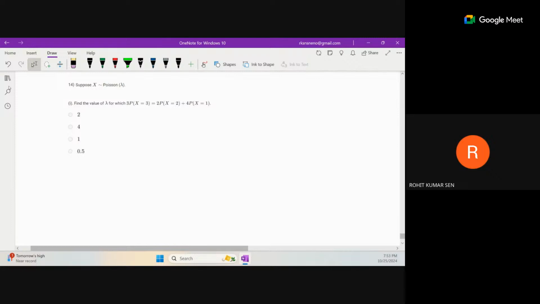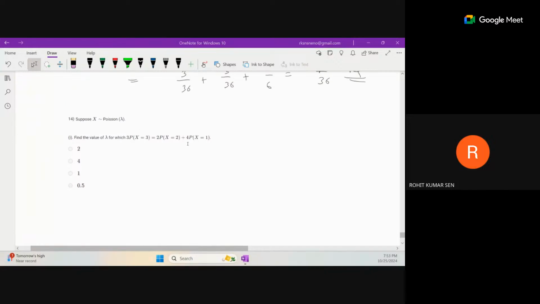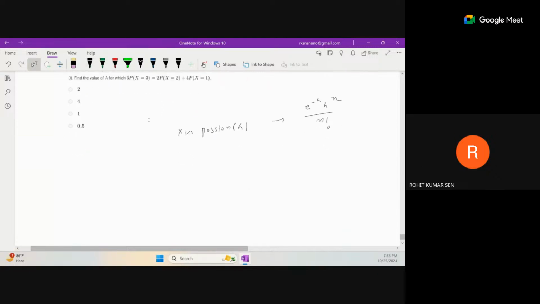Okay, what is given to us? It is given that x is Poisson with lambda. What is the distribution of x? It is Poisson. What is the formula for it? e to power minus lambda, lambda to power x upon x factorial. Okay, so I will write the same thing here.